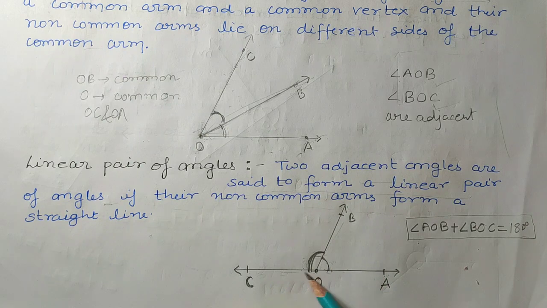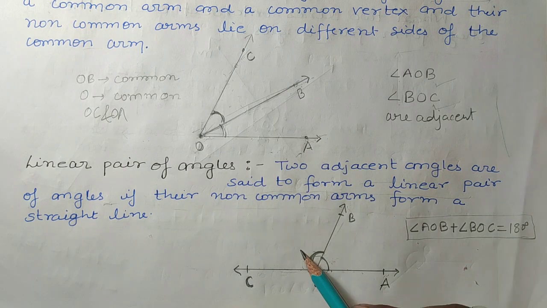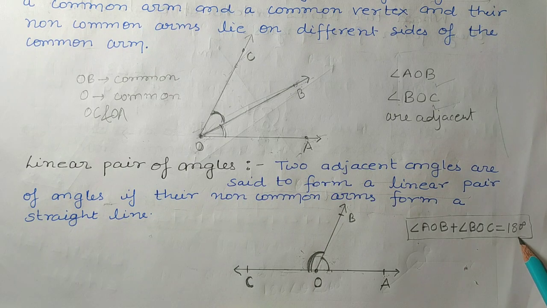Like here OC is a ray and OA is a ray. If these are two non-common arms, if two non-common arms in adjacent angles are forming a straight line, then the angles are known as what? Linear pair. And one more thing, if the sum of these two angles is 180 degrees, then it is also known as what? Linear pair.